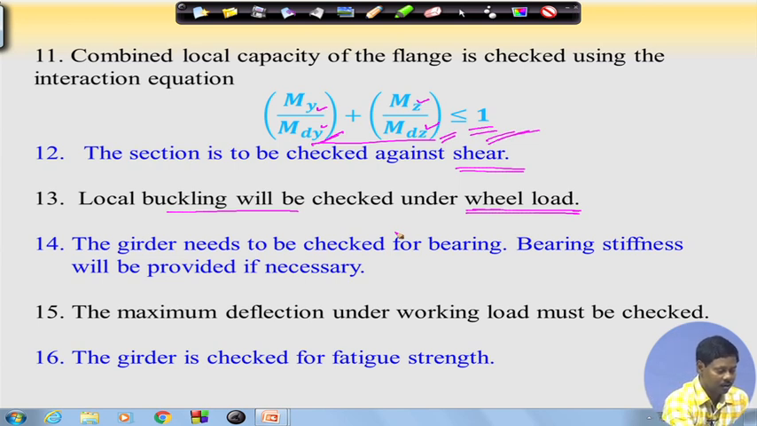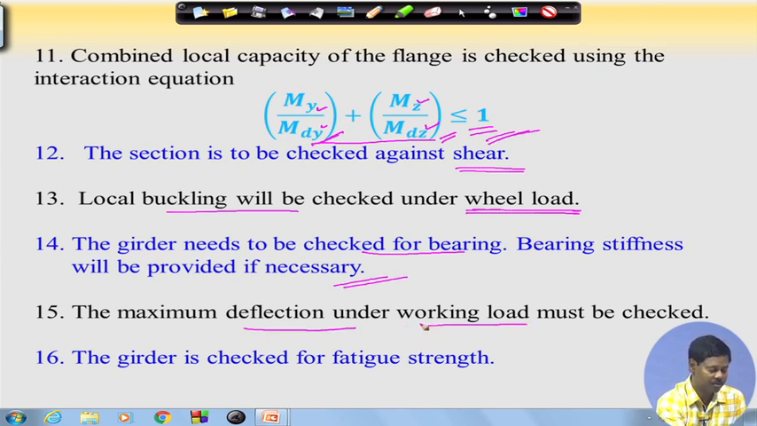Then we will check against bearing. Bearing stiffeners will be provided if necessary. Crippling may come into the picture, so for that we have to provide sufficient bearing length so that crippling does not occur. All these checks are required, and also we have to check the maximum deflection under working load. From the serviceability point of view, we need to check that the maximum deflection under working load is within the limiting deflection, and the limiting deflection we can find from table 6.